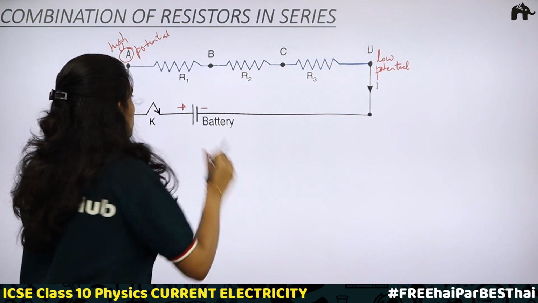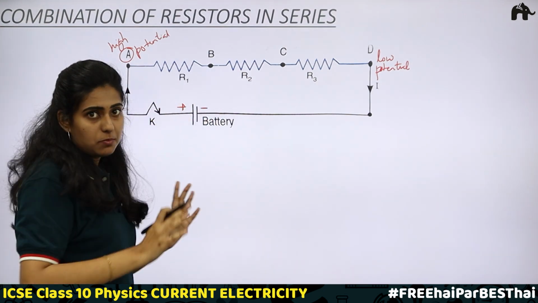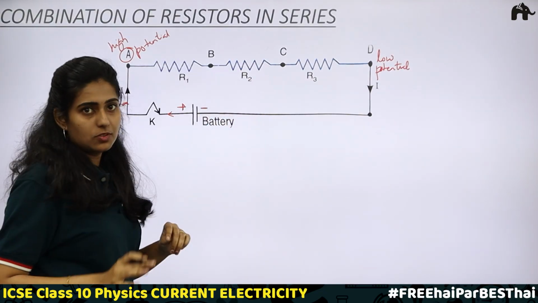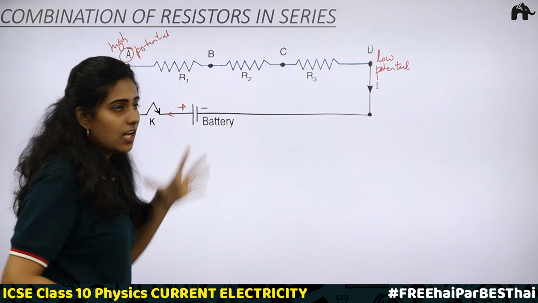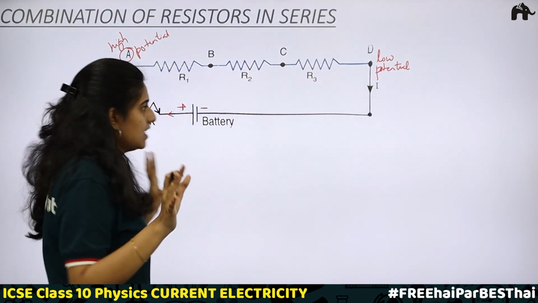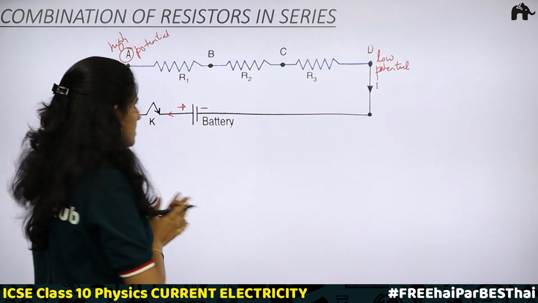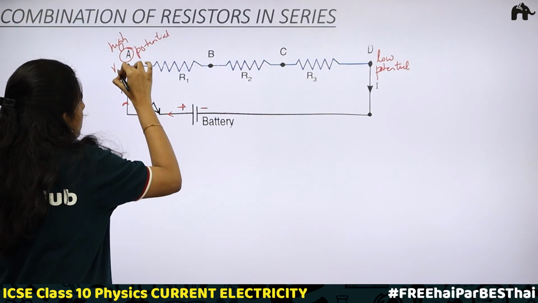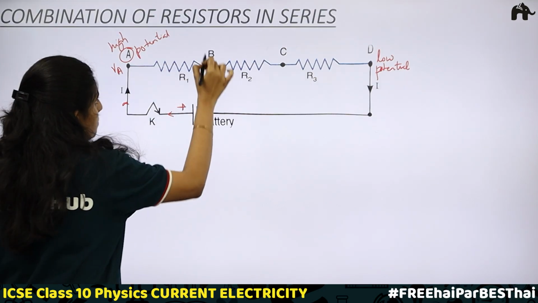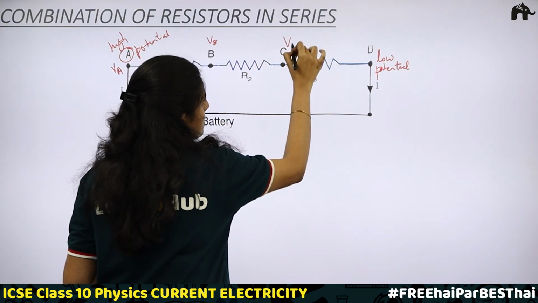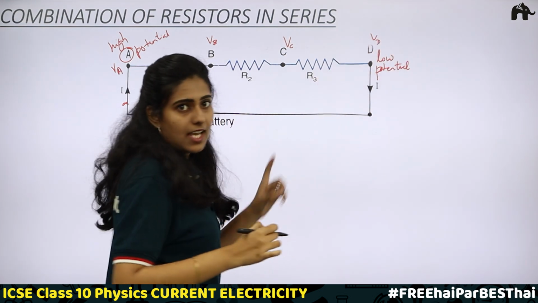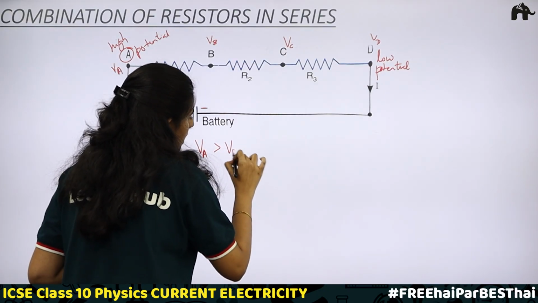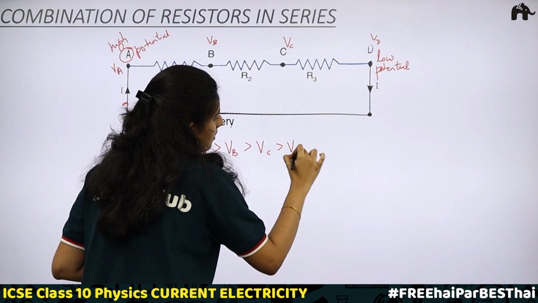So what about the current? Here you will have to remember one point. In case of series connection, the current flowing through the circuit will be the same. The current across R1, the current across R2 and the current across R3 will be the same. The same current will flow through all three resistors. What about potential difference? If you take the potential at each point, let's say VA is the potential at A, at B the potential is VB, at C it is VC and at D it is VD. As we said, the potential is highest at point A. VA will be greater than VB, greater than VC, greater than VD.